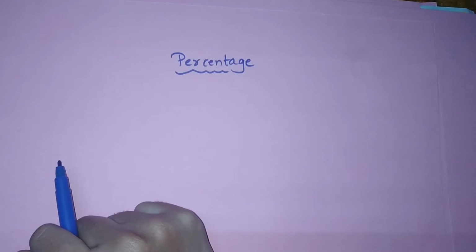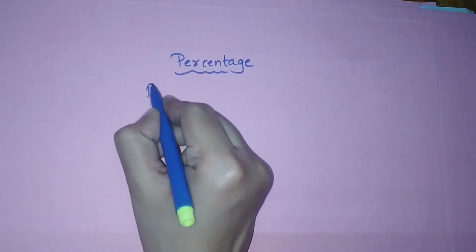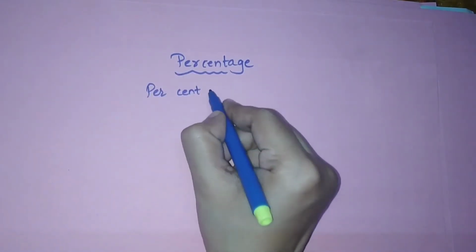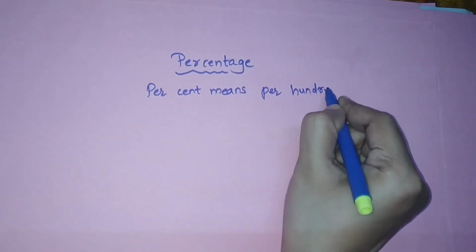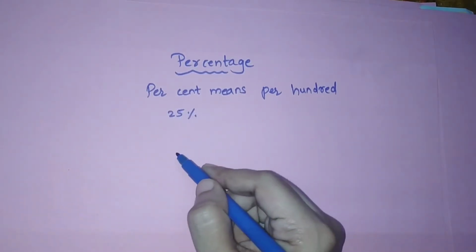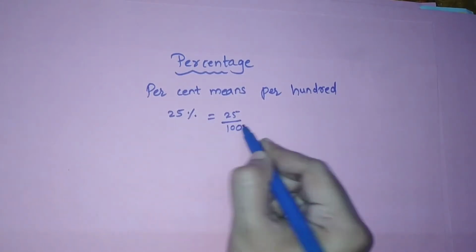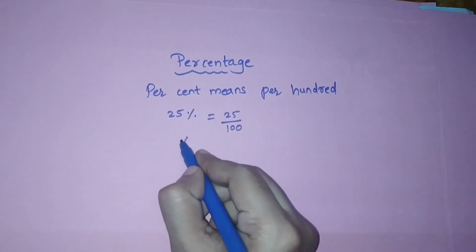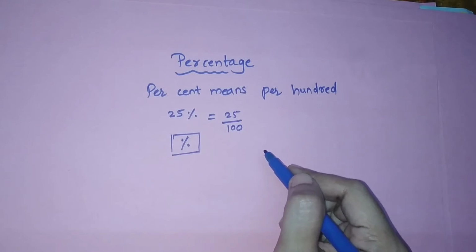So today we are going to start our new lesson, percentage, and in our last session we studied its introduction. Now let's see some examples. We know that, friends, percent means per 100. If you are saying 25%, it means 25 out of 100. You can say 25 numbers out of 100, and the symbol percent is used for denoting the percent.